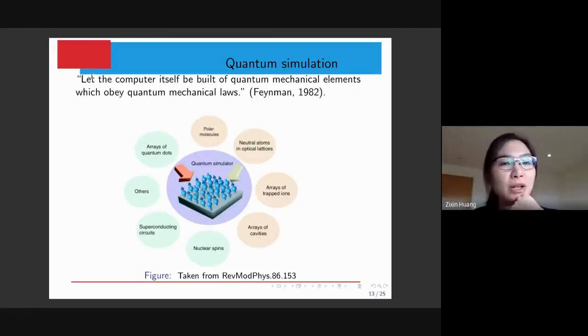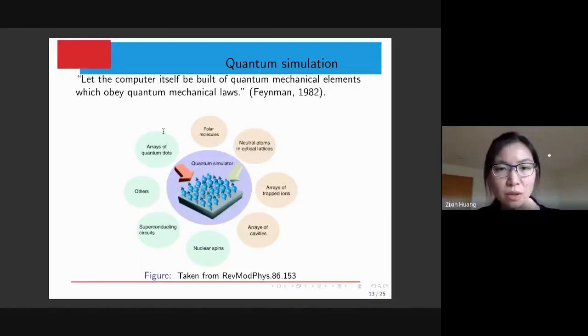It became apparent in the 1980s that simulating quantum systems or molecules is a very difficult problem. And so Richard Feynman, in a very famous quote, said: let the computer itself be built of quantum mechanical elements which obey quantum mechanical laws. So the basic idea is that if something is quantum, then we want to simulate it using something that's quantum. So your quantum simulator can be any quantum system that you are able to manipulate.